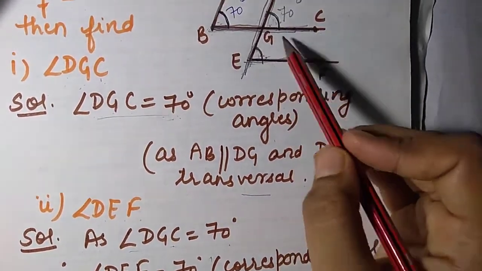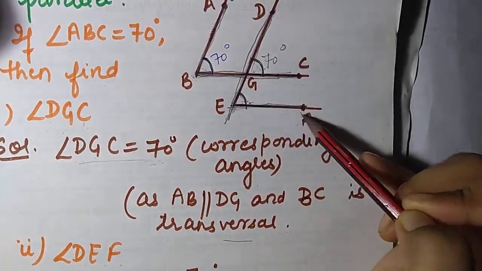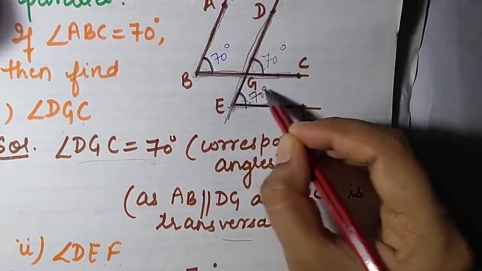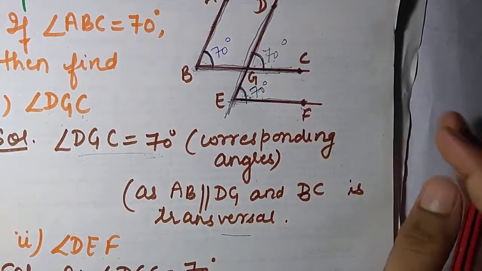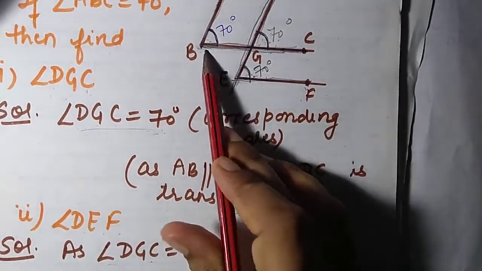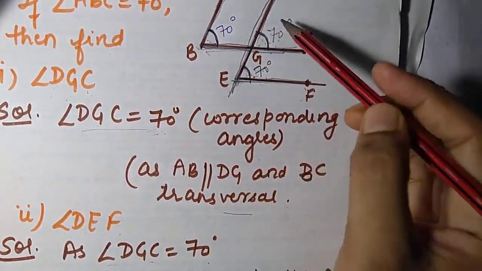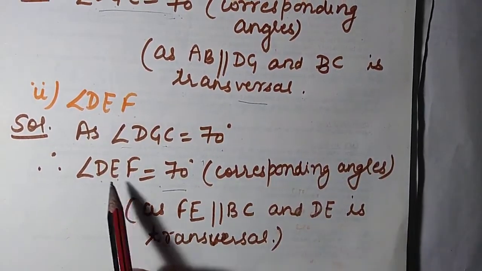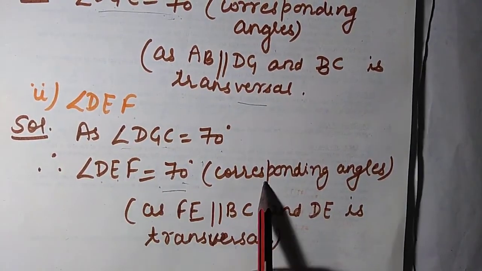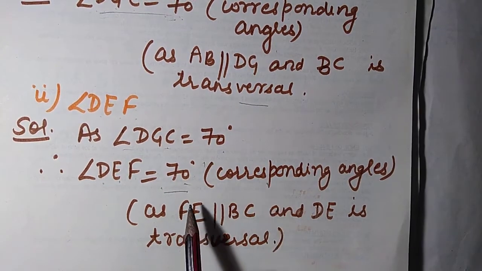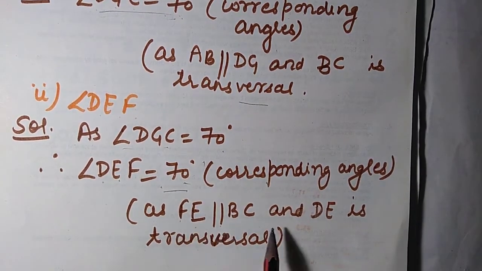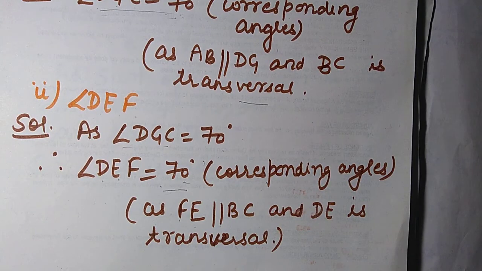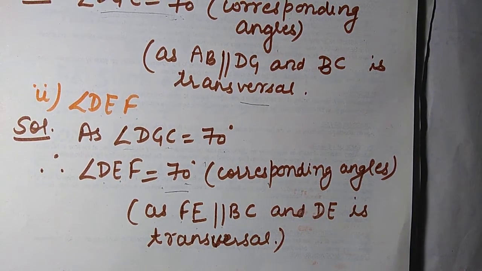This is the angle DEF. This is also 70 degree because these are corresponding angles. In this case BC is parallel to EF and DE is a transversal. So the same I have written, DEF is 70 degree because of corresponding angles, as FE is parallel to BC and DE is acting as a transversal. So this is your question number 5.